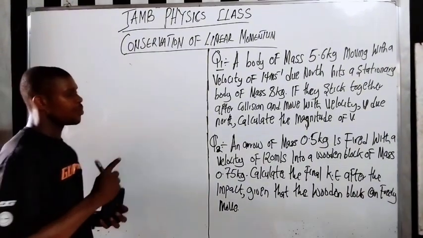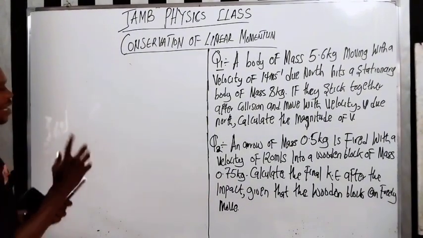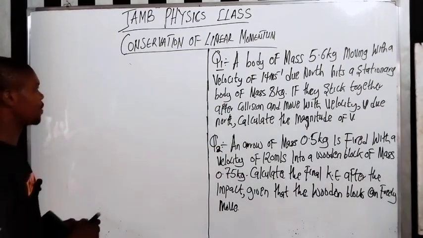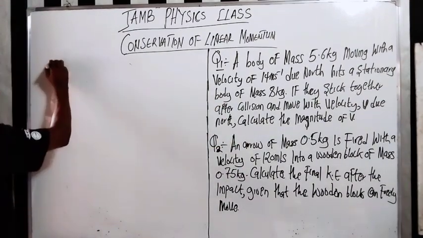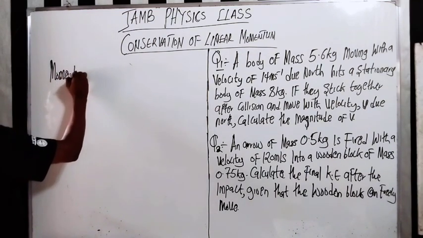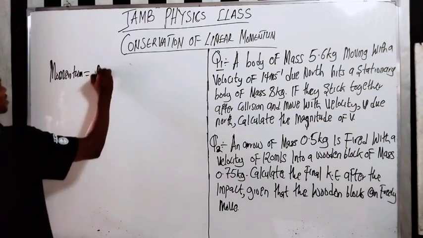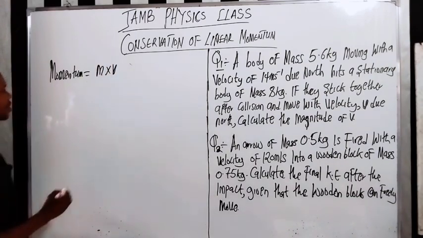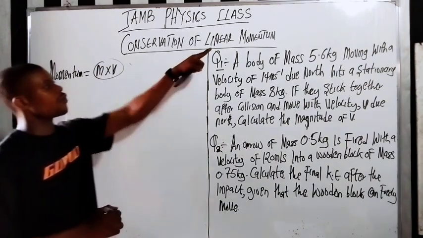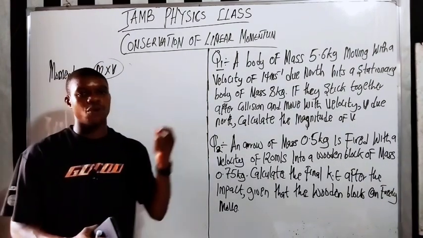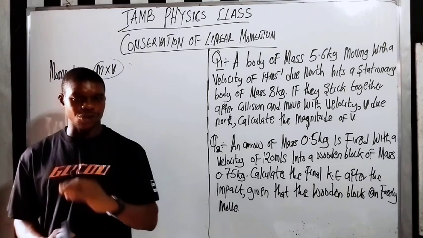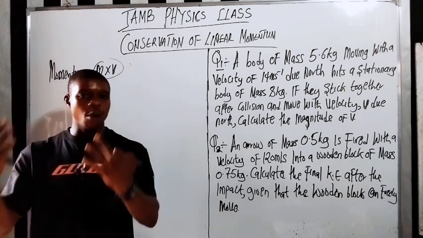Let me give you an illustration. Please pay close attention here. Remember, momentum is mass times velocity. Conservation of linear momentum states that the momentum before collision is equal to the momentum after collision. So we are talking about two or more bodies.